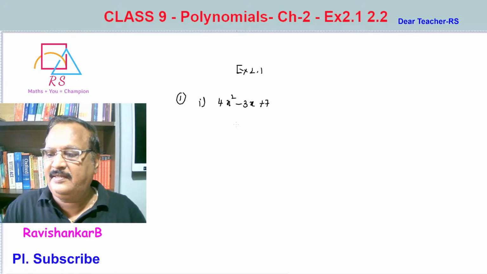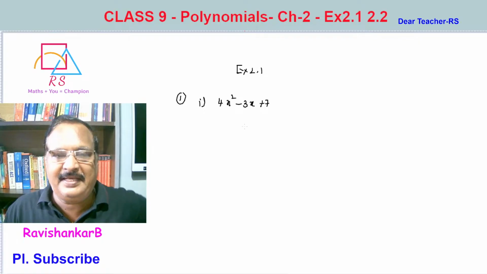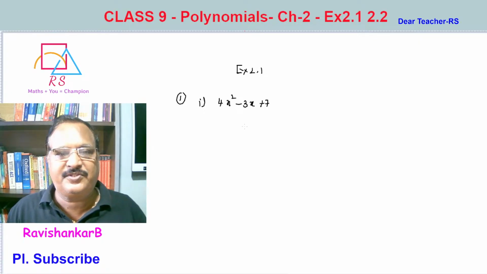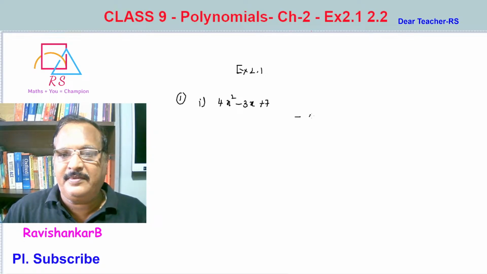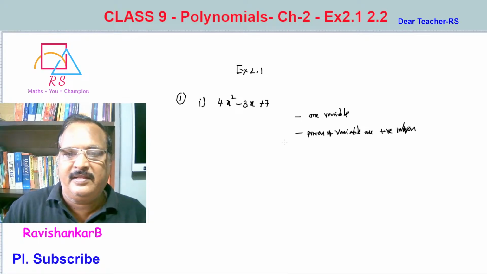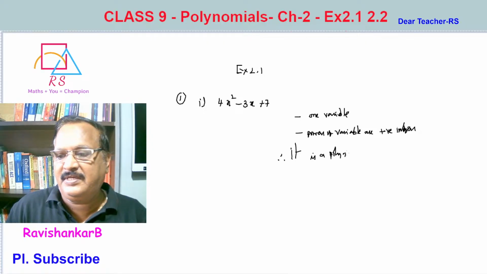This is a most repeated topic. By this time most of the students must have done it many times. It has one variable, and all the powers of the variable are positive integers. Therefore it is a polynomial. This is how you have to give the reason.